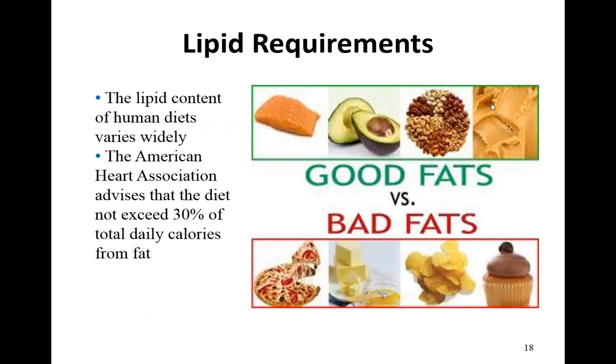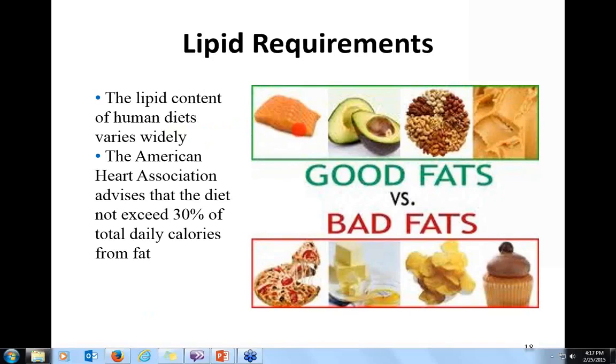And of course, you have good fats and bad fats. The good ones are pretty good. Omega-3s, avocados, nuts. The bad fats are equally tasty. Some might argue even more so. Things like butters and chips and things like that. So according to the American Heart Association, 30% of our daily calorie intake should be from fats.